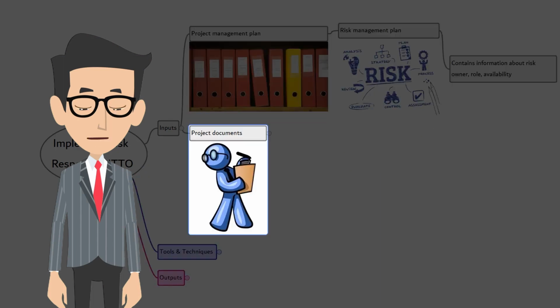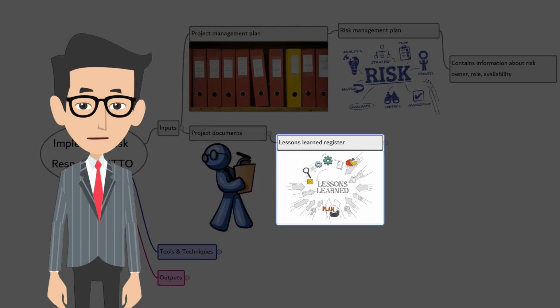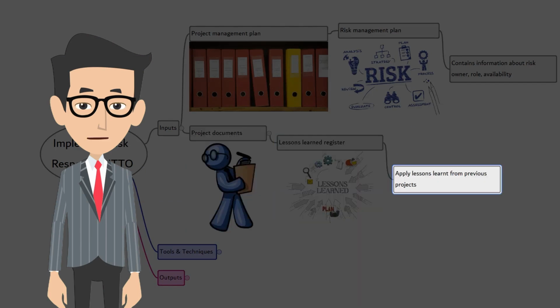The next is project documents. There are three in it. First, lessons learned register. Lessons learned in the previous project regarding implementing the risk responses can be applied to improve the effectiveness of this process.